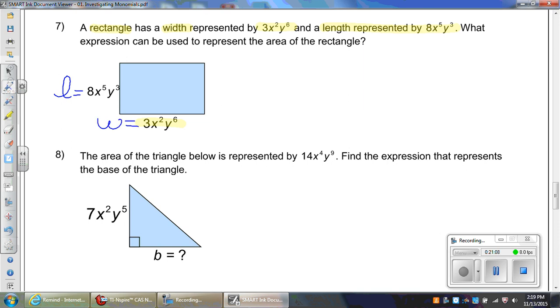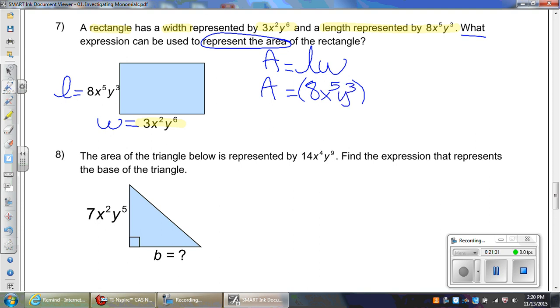And how do we calculate the area of a rectangle, of any rectangle? Length times the width. So the area for this one, and that's actually what we need to find, what expression could be used to represent the area of the rectangle? So we substitute the length with the expression 8x to the 5th, y to the 3rd, and we substitute the width with 3x squared, y to the 6th.